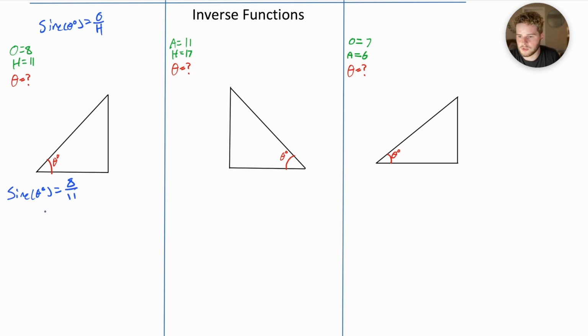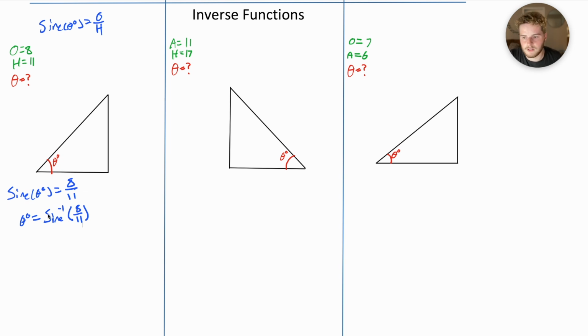And what we're going to do to find theta is take the inverse function of sine. Now what that looks like is something like this. You're going to have theta equals, and then your function, which in this case is sine. So we're going to say sine, but we're going to have this little -1 up here, which just means an inverse function. And then you still keep the opposite over the hypotenuse for sine.